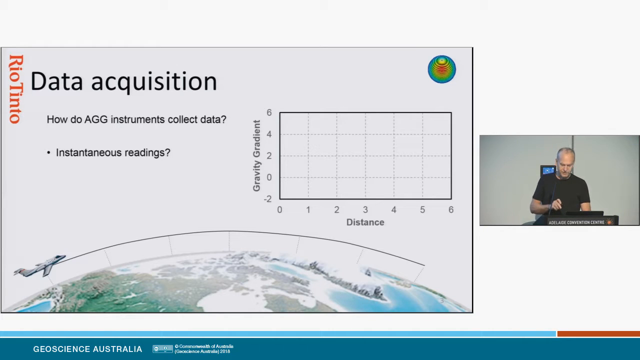So the first thing to remind ourselves is, how does the gravity gradient instrument collect the data? Well, it flies along a flight path and obviously records the gravity gradient information along the flight path, but how does it actually take that information?